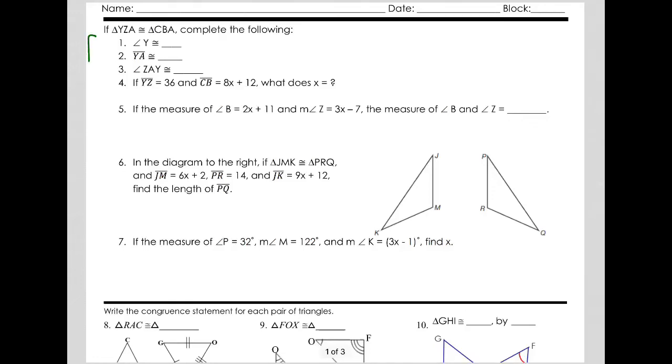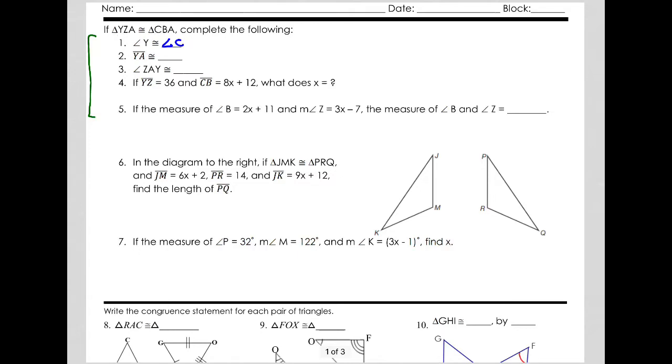Alright, so for numbers 1 through 5, it uses the congruent statement at the top here. It says triangle YZA is congruent to triangle CBA. So you look at number 1, it says angle Y. If you look at where Y is first in the order for the first triangle, Y corresponds to the first letter of the second triangle. So that would be angle C. So once again, Y is first, so you're looking for the first letter there.